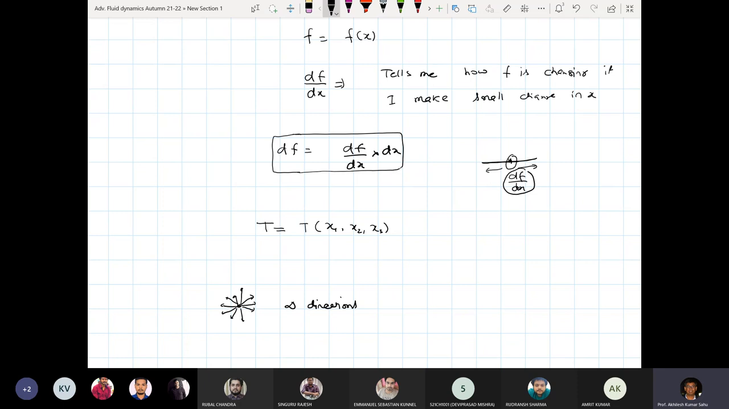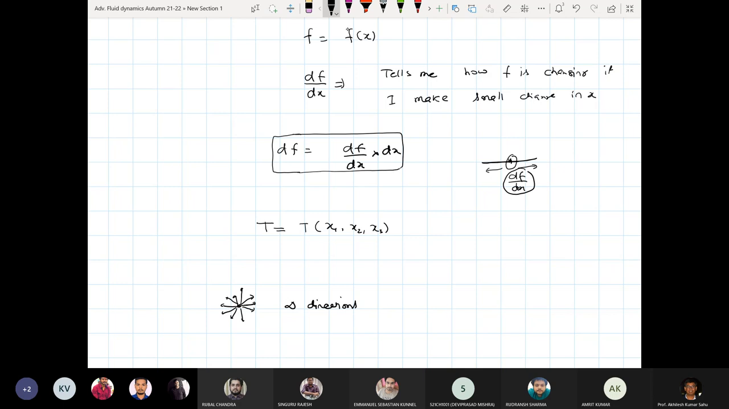Case 2: I have taken another function t, which is a function of x1, x2 and x3. So there are three independent variables, right? From a given point, there is no limitation, there are infinite number of directions I can go. So the question is, if I have to find the change in t, do I need infinite number of derivatives? The answer is no. If I have partial t by partial x1, partial t by partial x2 and partial t by partial x3 at that point, I can find the change in t when moving from a given point to another point.